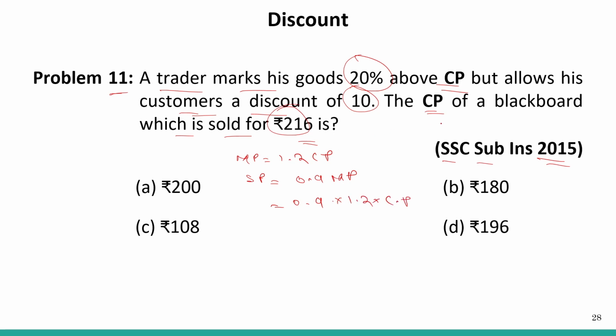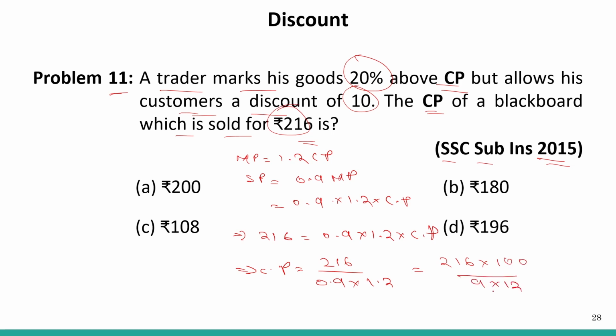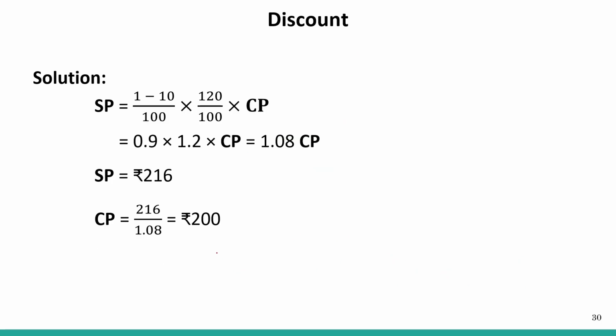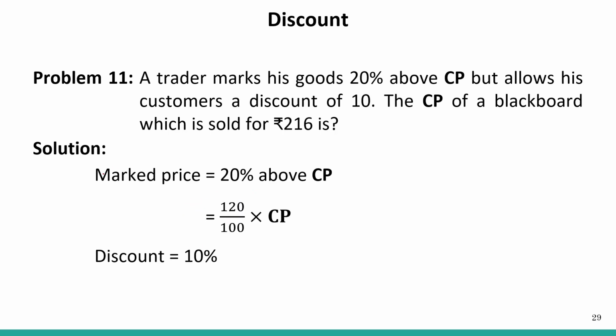So the CP of a blackboard which is sold for this much amount. Okay, so this implies that 216 is given to us as 0.9 into 1.2 into CP. So CP is the only unknown here. So CP is equal to what? 216 by (0.9 into 1.2). So this is equal to nothing but 216 into 100 by (9 into 12). Okay, so solving this, we are left with 200 rupees.